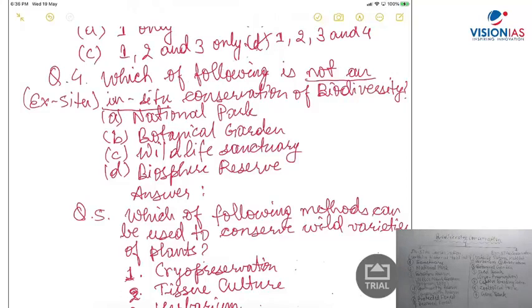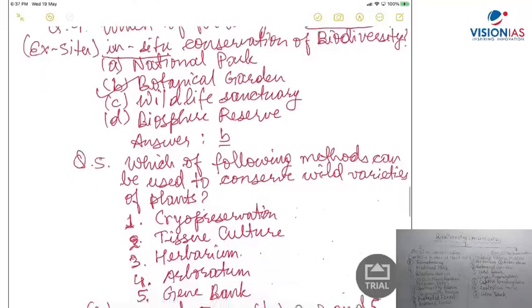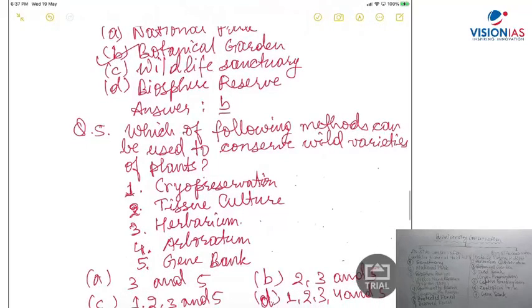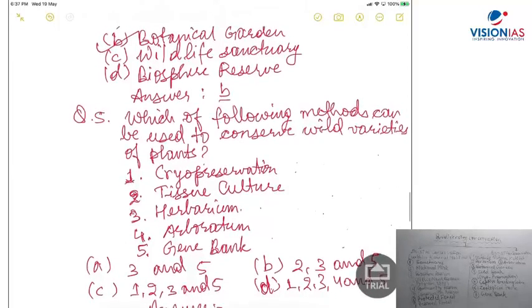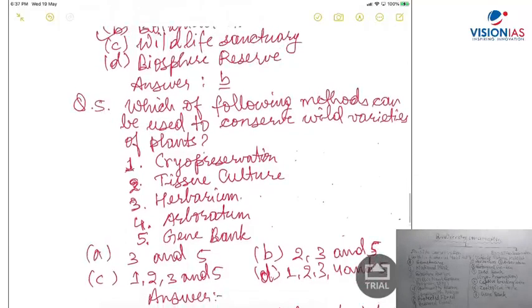So here the question is not in situ, that is ex situ. So ex situ is botanical garden. So the answer will be B. Right? Now question number 5. Which of the following methods can be used to conserve wild varieties of plants? Cryopreservation, tissue culture, herbarium, arboretum, gene bank. So option A is 3 and 5, B is 2, 3, 5, C is 1, 2, 3 and 5, and D is 1, 2, 3, 4 and 5.